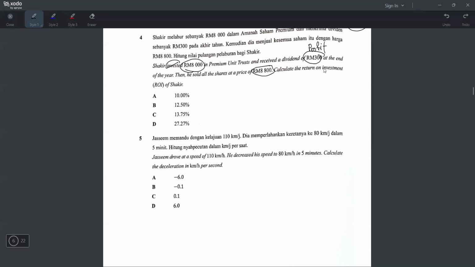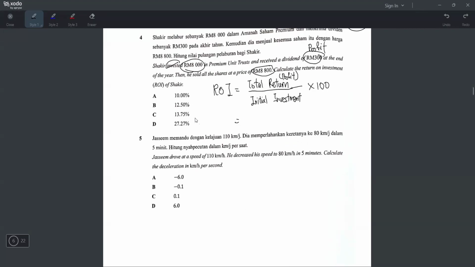Okay, now they say calculate the return on investment, ROI, of Shakir. Okay, let's talk about the ROI formula. The ROI formula is you take the total profit, or you can say total return. Total return and total profit is the same thing. So I'm just gonna write profit here. Return, profit, same thing. But you have to divide with the initial investment. Initial investment means how much you spent in the beginning, right? And then times 100, because your ROI will always be in percentage. That's why you see all the answers in percentage.